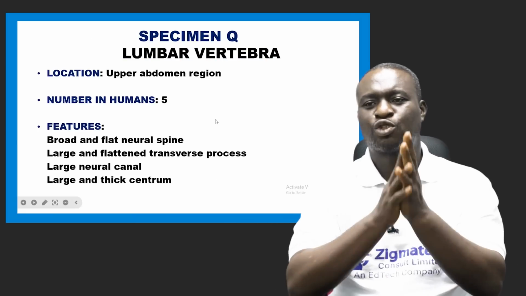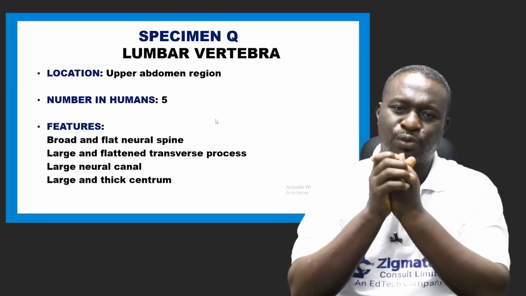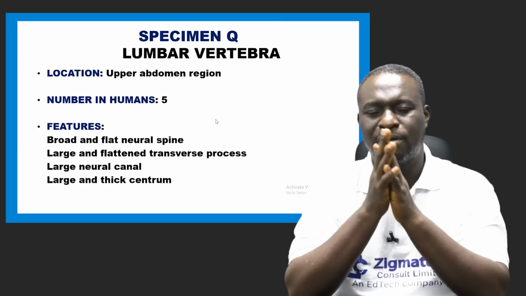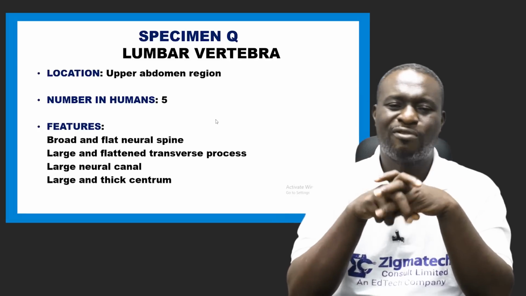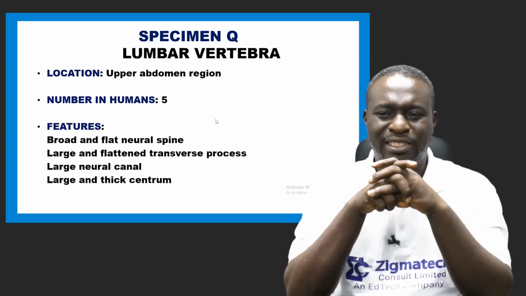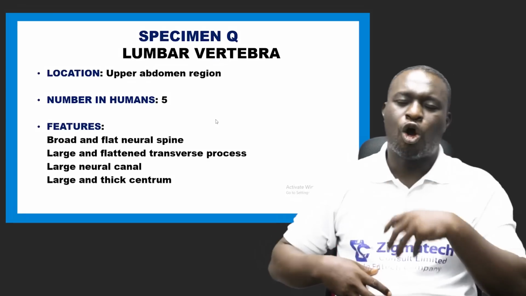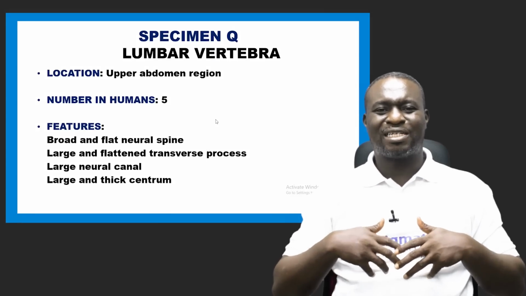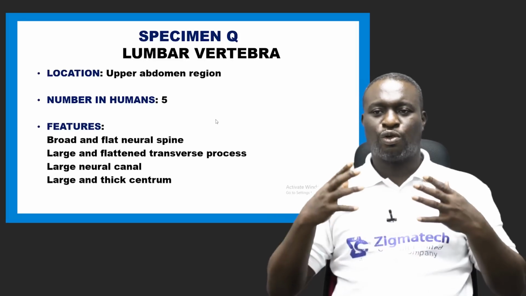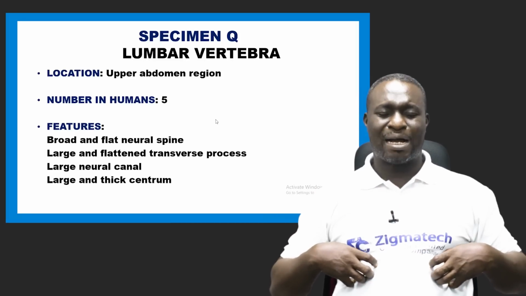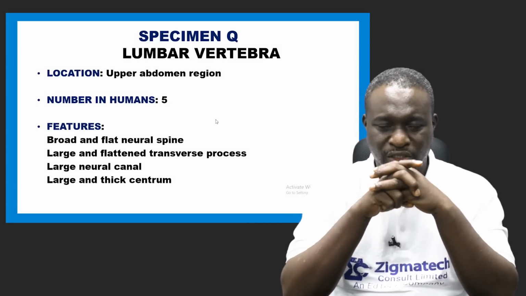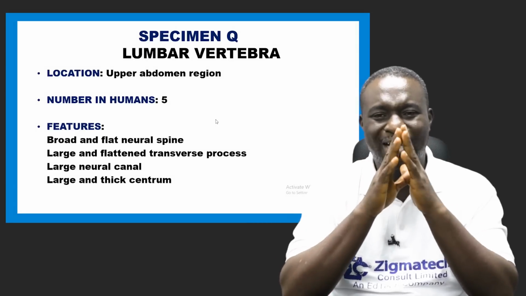All right. Now, next specimen is specimen Q. Specimen Q is the lumbar vertebra. Remember, we just finished talking about the thoracic vertebra. Lumbar vertebra is also provided. Now, where is the lumbar vertebra located? It is located at the upper abdomen immediately after the thoracic vertebra, which is located at the chest region. So the lumbar is located at the upper abdomen. In humans, we have 5 lumbar vertebrae.